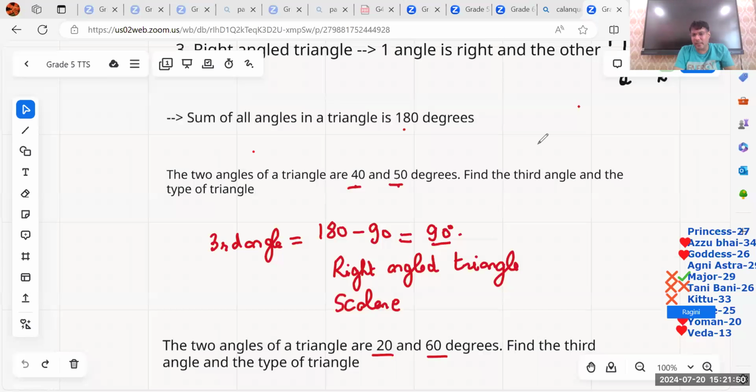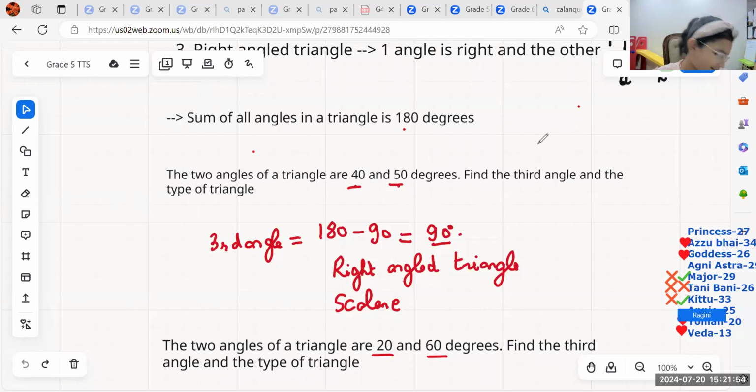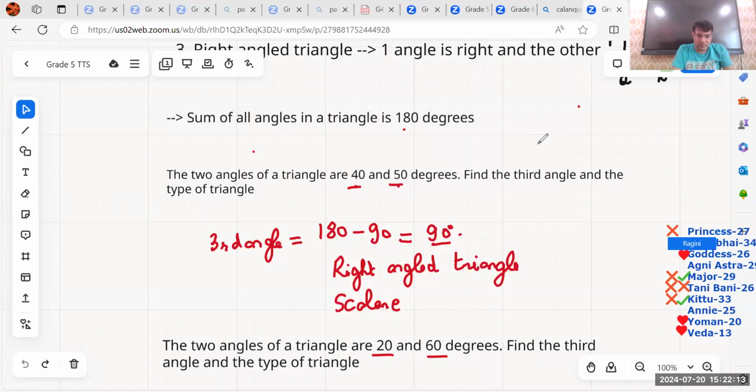Tani Bani, that's bad. Sir. Kitu, what is happening? Send it again, Tani Bani, Kitu Major. Send it again, please. Sir, I can't understand if the answer that I send is not the right answer. Can you send me, Tani Bani? Please send me.